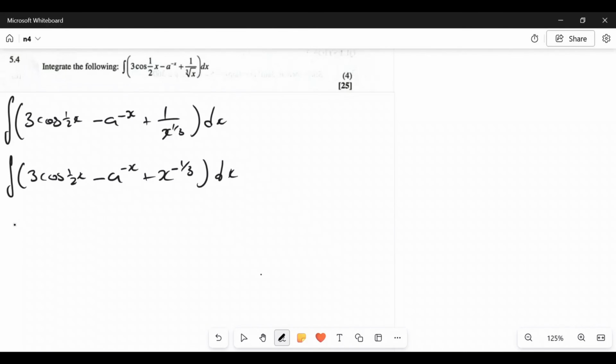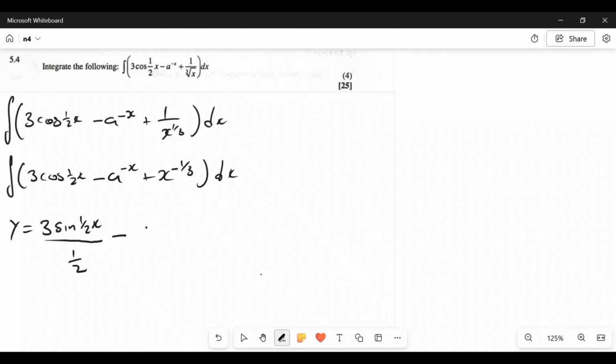Now let's integrate. So y is going to be equal to the first term. We have 3 cos half x. So we have the coefficient, which is 3. The integral of cos half x, we know that is going to be positive sine half x. But then we know that our x has a coefficient of half. We need to divide by half then. There we go. Minus. The second term is an exponential integral.